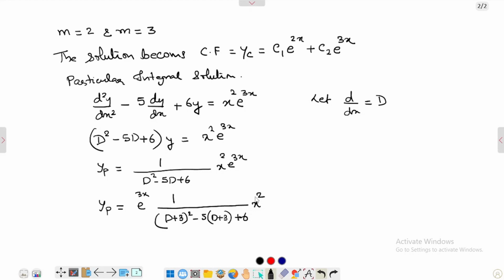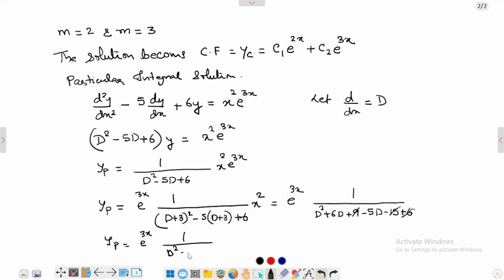So after doing this, I will do it here itself: e to the power 3x, and then I will say d square plus 6d plus 9 minus 5d minus 15 plus 6. So 9 plus 6 minus 15, these will go away, and 6d minus 5d will be d. So my yp will become e to the power 3x, 1 divided by d square plus d, acting on x.